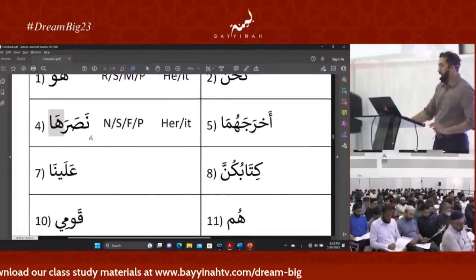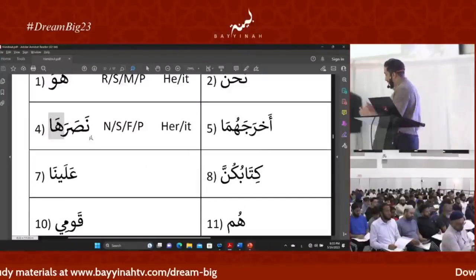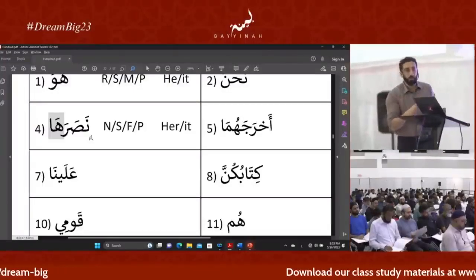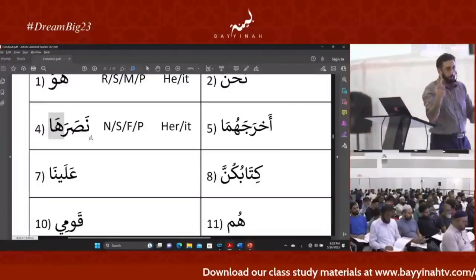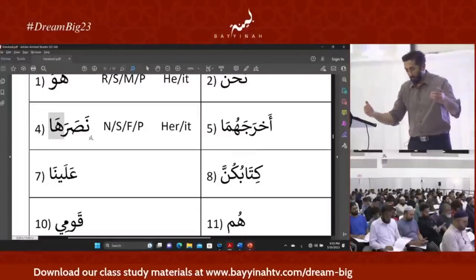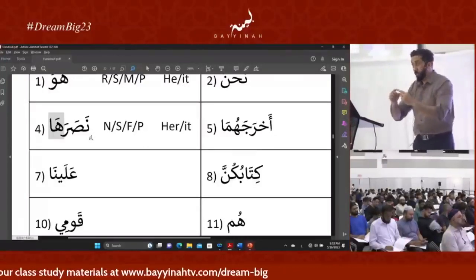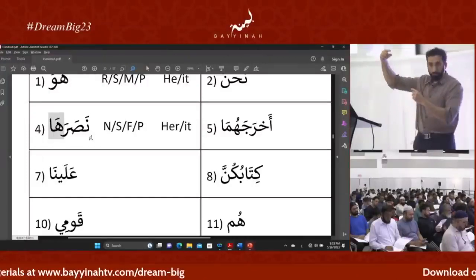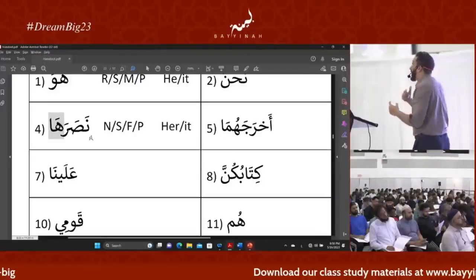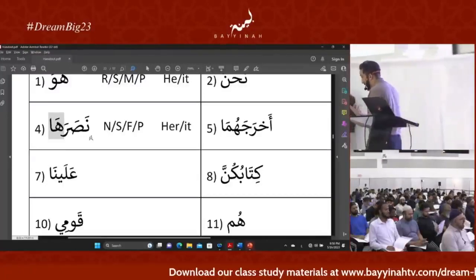When you see a pronoun, you should ask yourself two questions, multiple choice. Is it independent or is it attached? And if it's attached, who's the original cousin? Why is that important to ask? That tells you what the meaning is, okay?